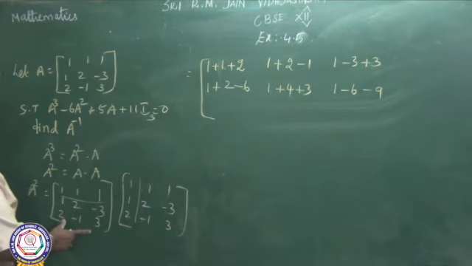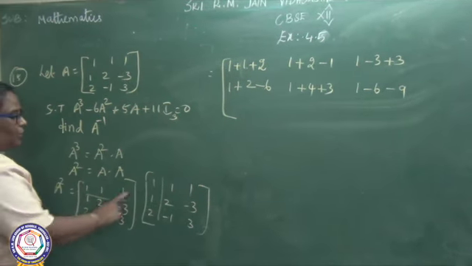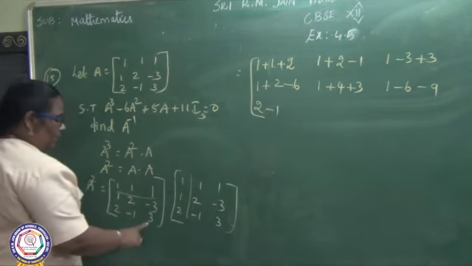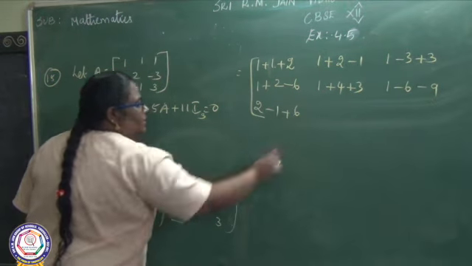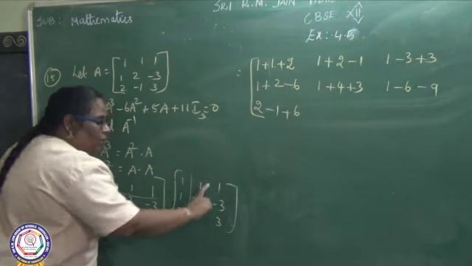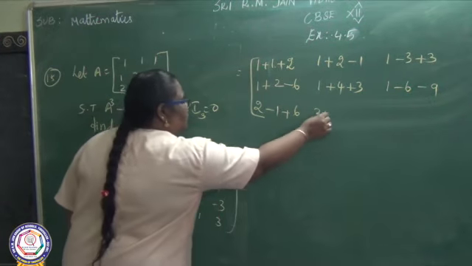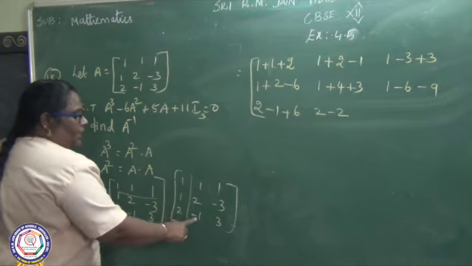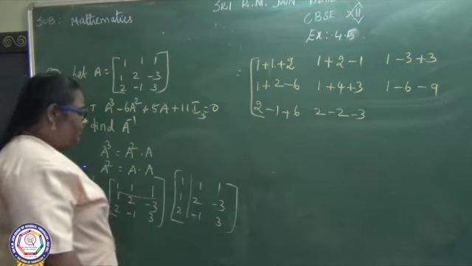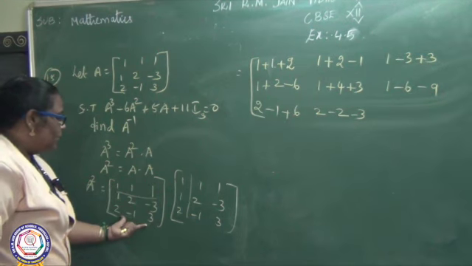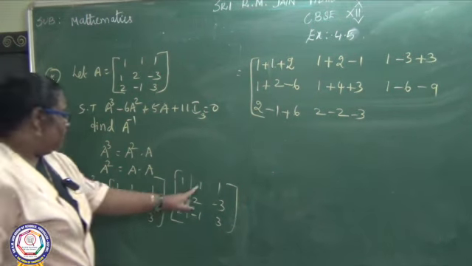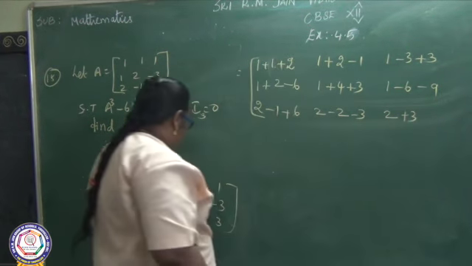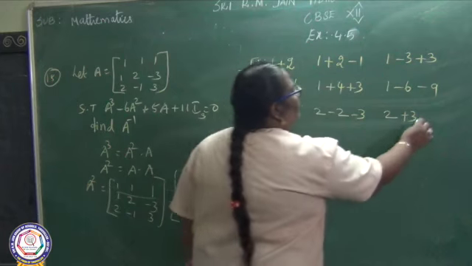Next, third row, first column: 2 into 1, 2; minus 1 into 1, minus 1; plus 3 twos are 6. Third row, second column: 2 ones are 2, minus 1 into 2, minus 2, 3 into minus 1, minus 3. Next, third row, third column: 2 ones are 2, minus 1 into minus 3, plus 3; 3 into 3, 9.